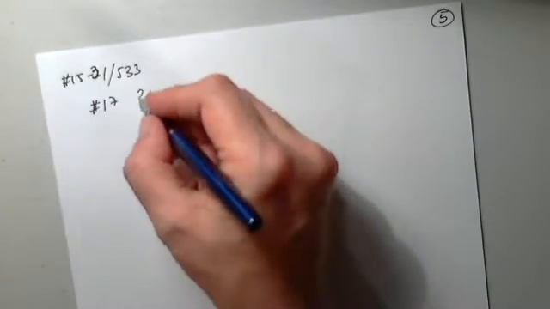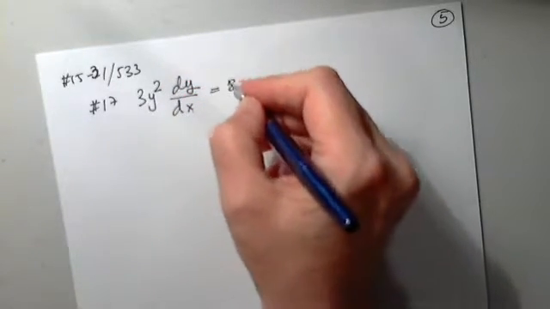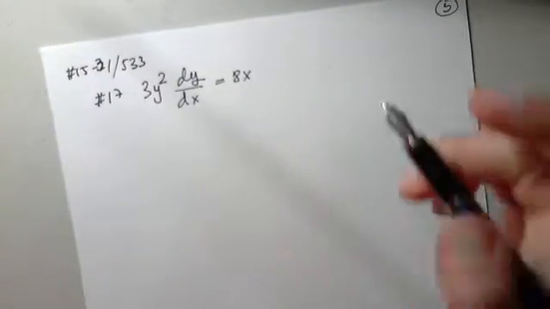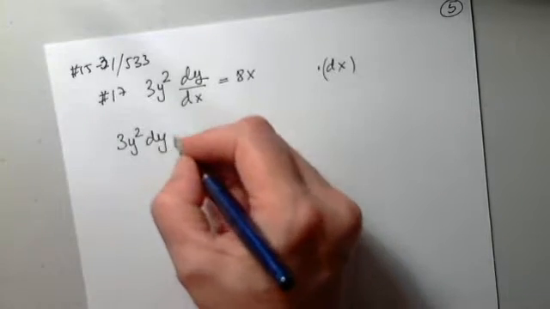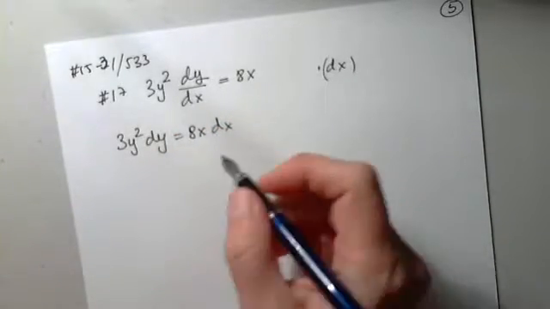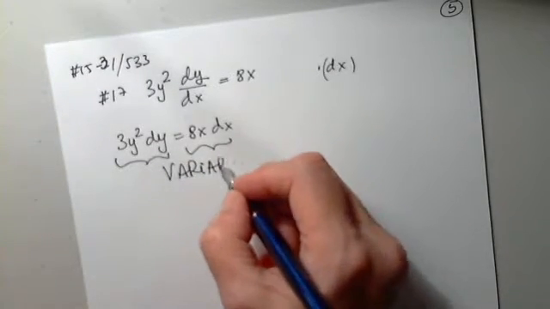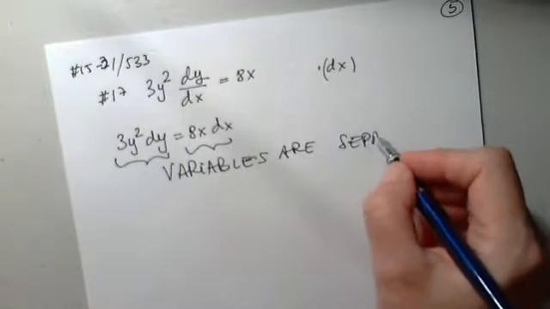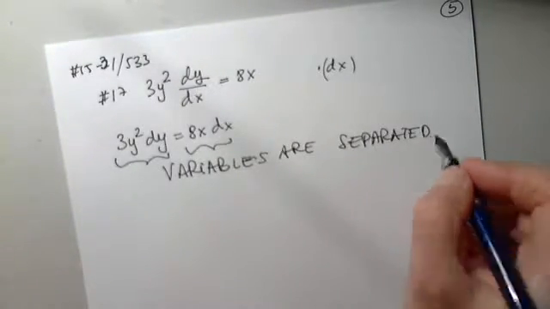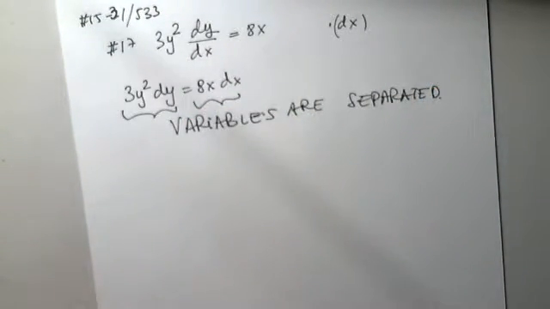In problem 17, we have 3y squared dy over dx equals 8x. Of course, I will multiply both sides by dx, and we get 3y squared dy equals 8x dx. As you see, the variables are separated. Y is alone on one side, x is alone on the other. Now I'm ready to integrate both sides.